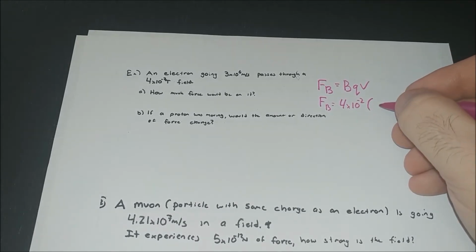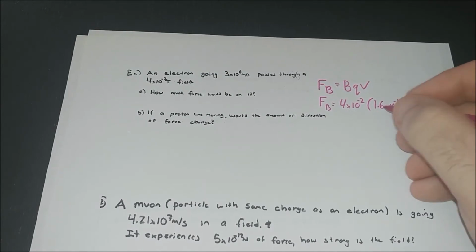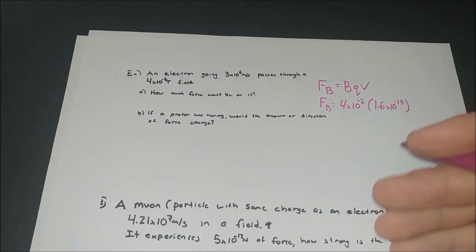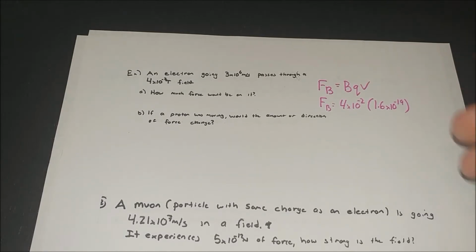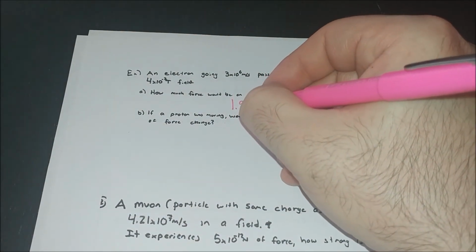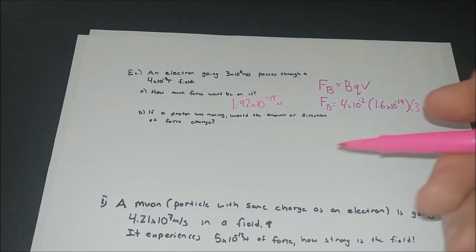The charge of an electron is 1.6 times 10 to the minus 19. It's not negative, however, because I care about magnitude here. And the negative in front of an electron is a non-mathematical negative. It is an indication of charge, not of less than 0. And finally, the velocity is at 3 times 10 to the 6. If you multiply it out, you get 1.92 times 10 to the minus 14 newtons, which is a very tiny amount of force, but it's right.